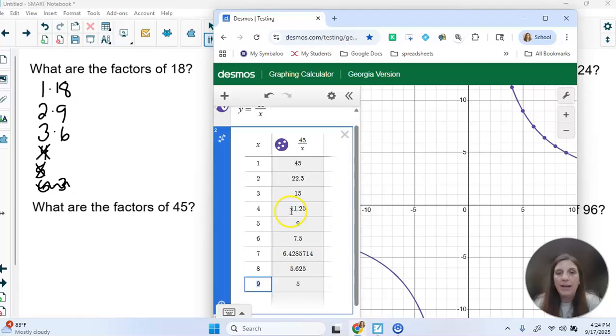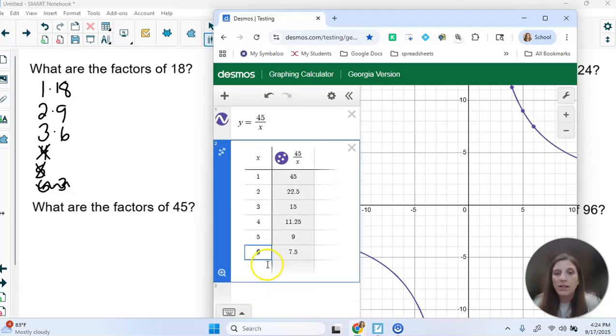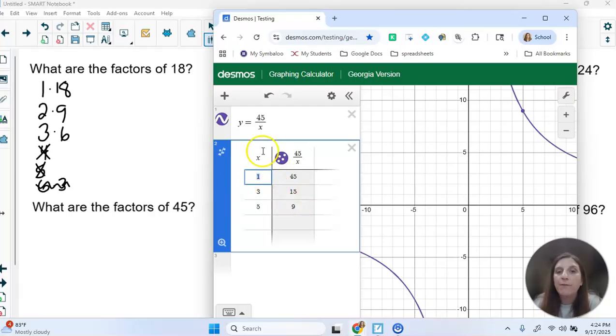Okay, 9. So I've already got 9 and 5. So I'm going to get rid of all the ones that are decimals. Yucky, yucky, yucky, yucky. I'm going to get rid of this one. I'm going to get rid of this one. This is my full list of factors for 45. 1 times 45, 3 times 15, or 5 times 9.